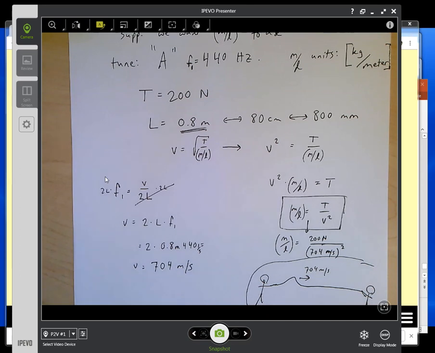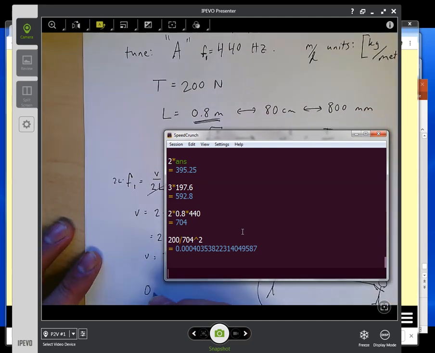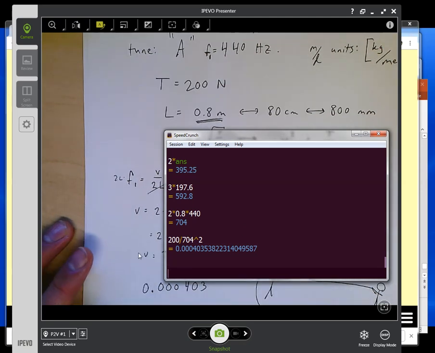Finally, I'm going to plug in the right numbers into here, and checking those numbers, we're going to say 200 divided by 704 squared is going to give me this tiny, tiny number. Okay, let's take a look at that tiny, tiny number. So that's going to be, I'm going to write it down here, 0.0004, and then I'm going to just say 03, just so we don't chop off all the digits.